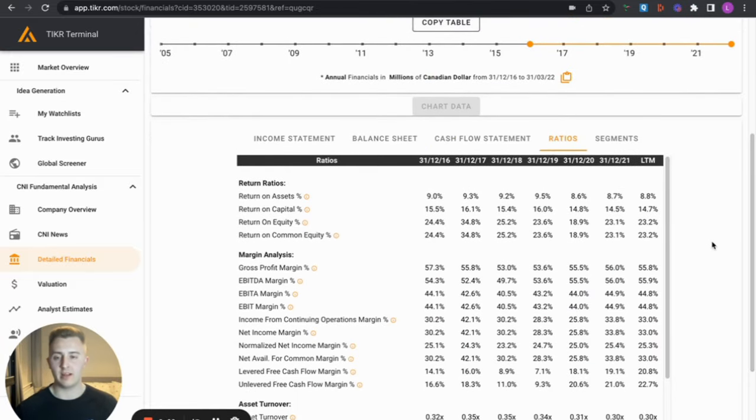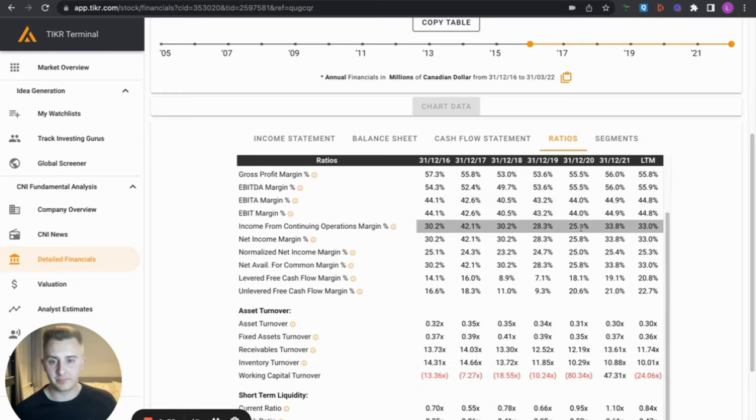Ratios wise, I like ratios because it tells me a bit more of a story in the financial statements. It tells me a bit more than what just numbers do on a screen. So return on capital, pretty solid, quite close to the 15%. It's probably going to come out near 15% on the average, let's be honest. So yeah, decent returns on capital.